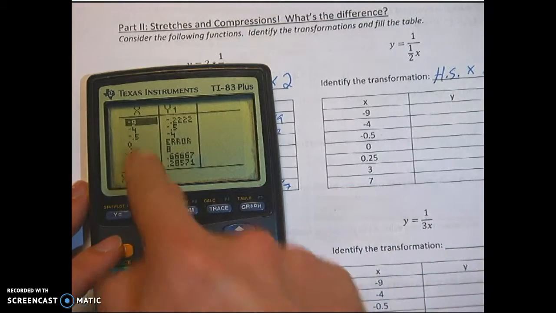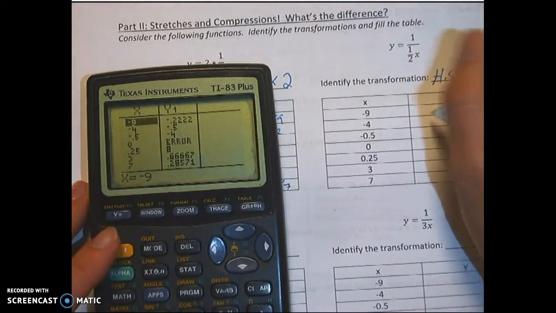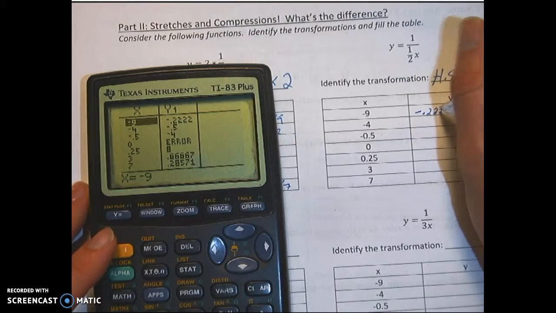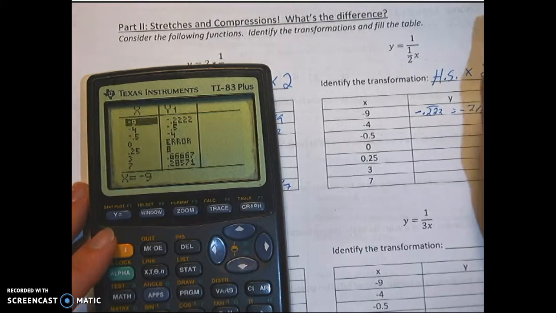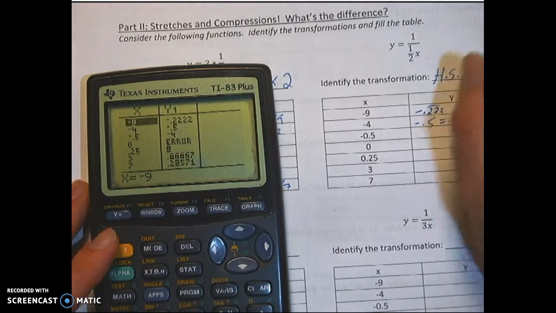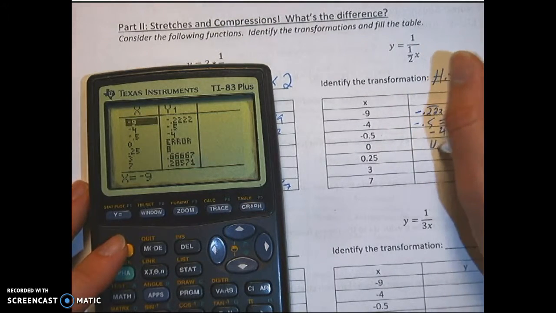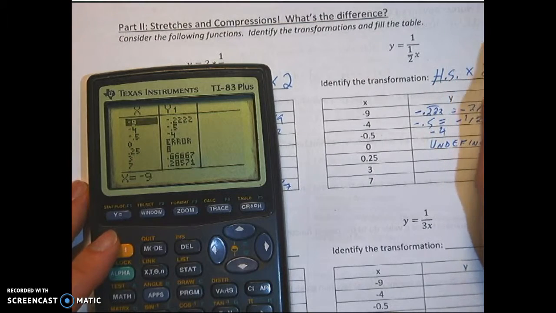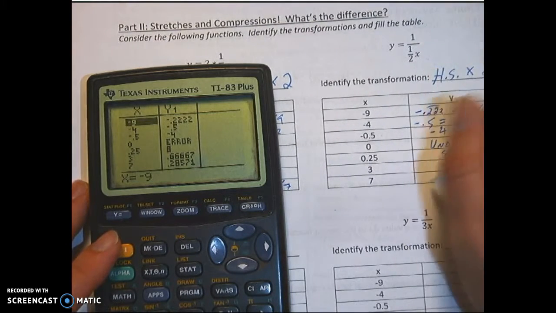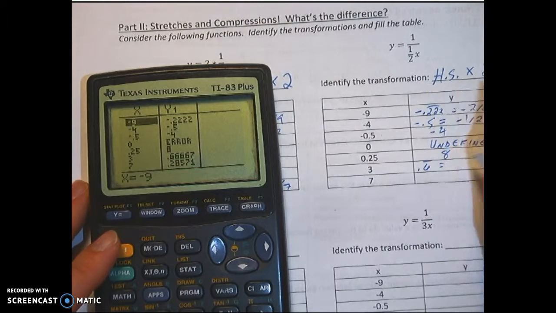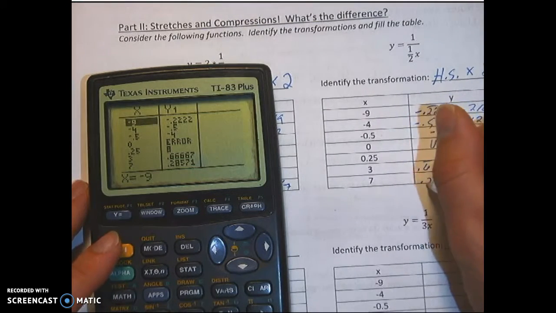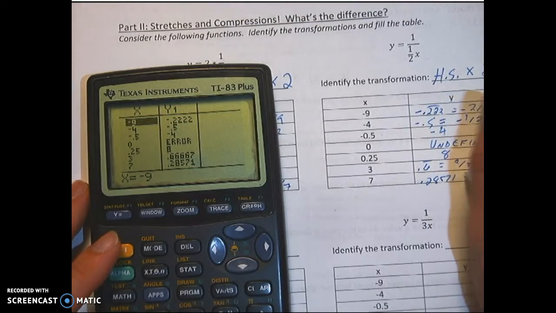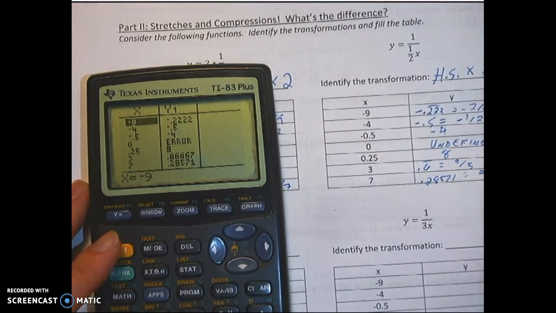So I've got the same values already typed in there. So it's -0.222 repeating decimal, which is -2 over 9. -0.5, which is -1 over 2. I've got -4. I've got undefined. I've got 8. 0.6 repeating decimal, which is 2/3, and then finally 0.28571, which comes out to be 2 over 7.